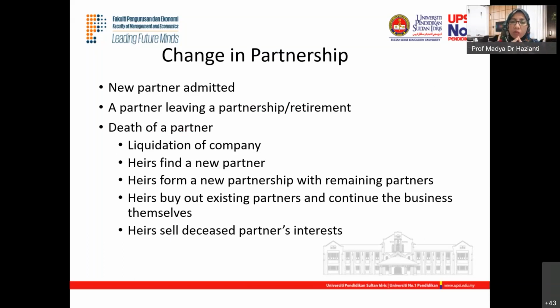Satu tak ada, tinggal satu. Tinggal satu ni dah bukan partnership dah nama dia. Kalau satu dia dah jadi sole proprietor. So, kalau sole proprietor apa kena buat? Mungkin kena liquidate je lah. Tak boleh work dah kan sebab tak ada partner.